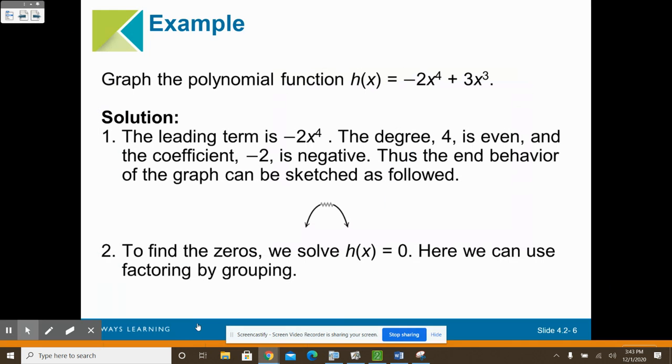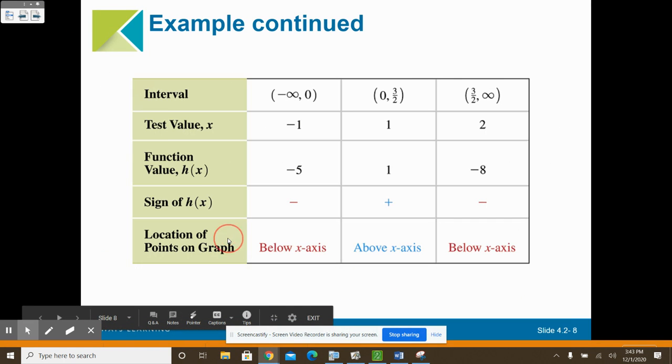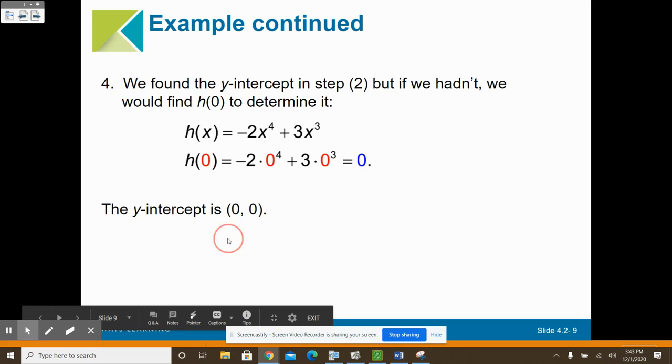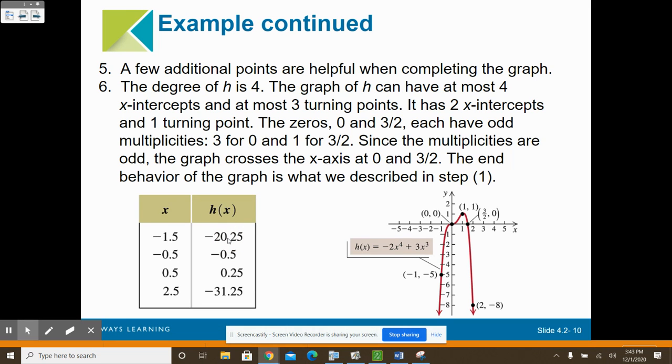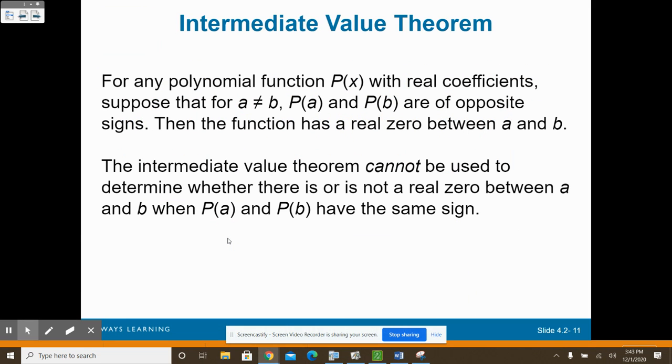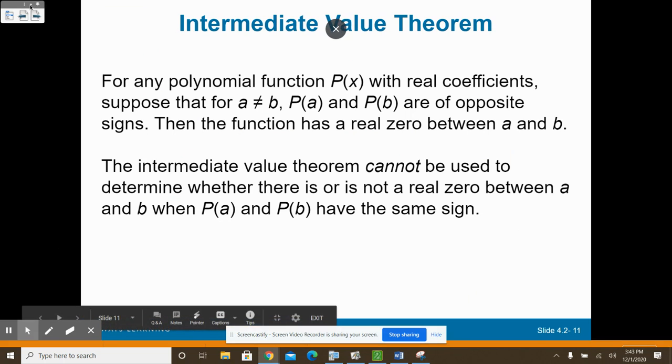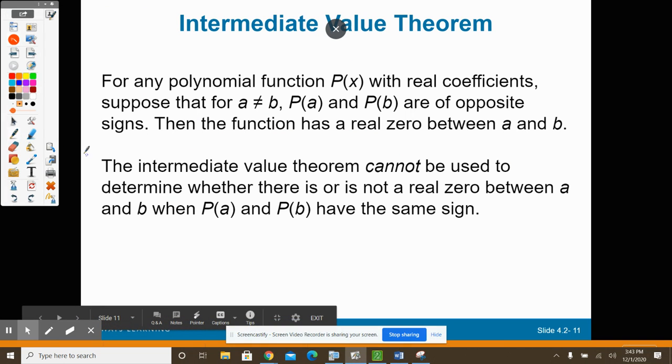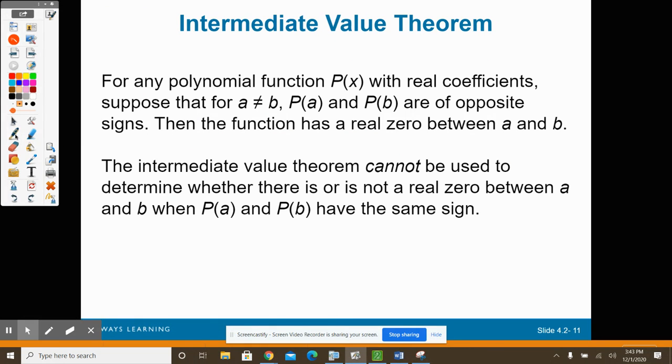Okay, so let's look at another example. They do it much more dramatically than I do. Oh, I guess that's it. We just did the one example. So awesome. Now, the intermediate value theorem, what it does is this.